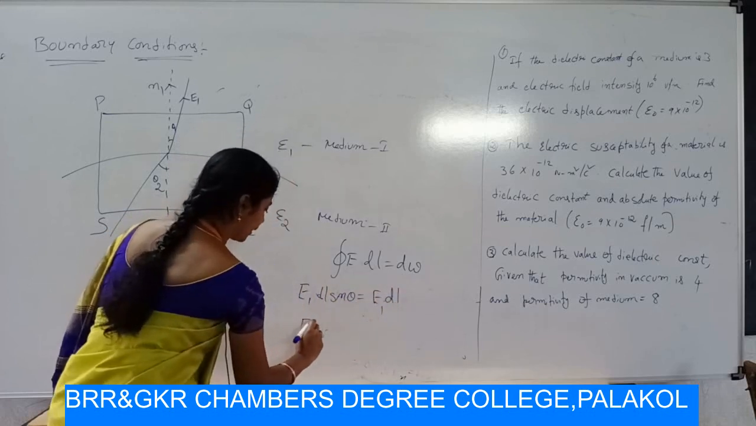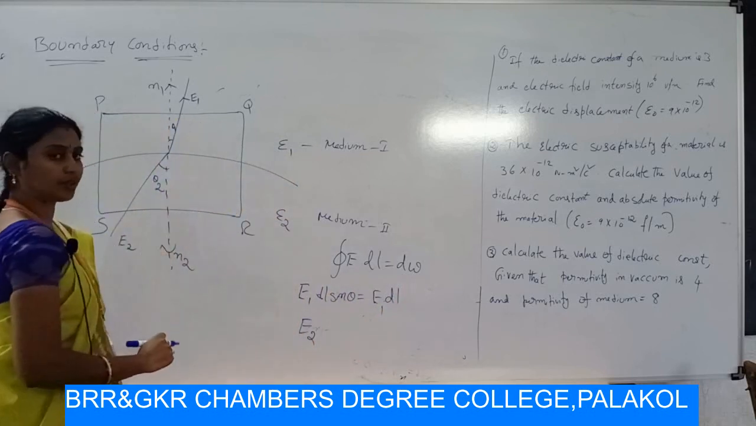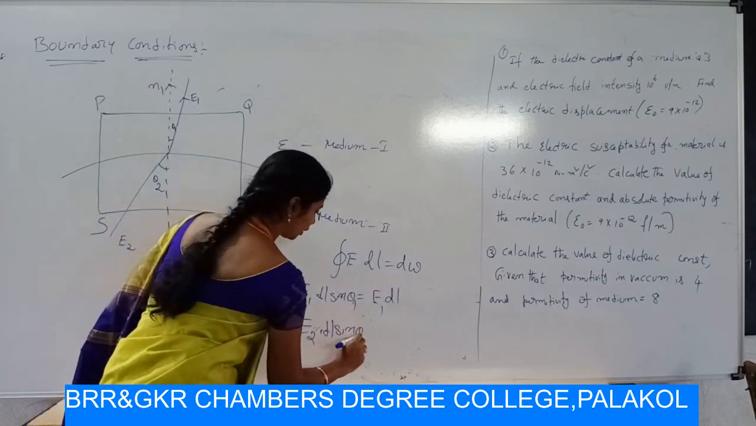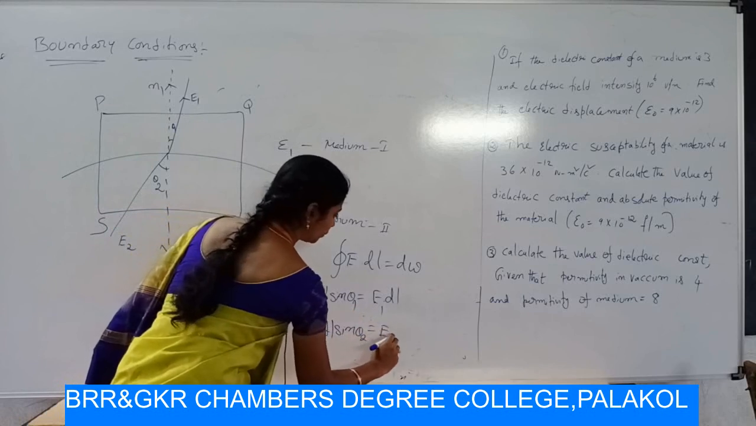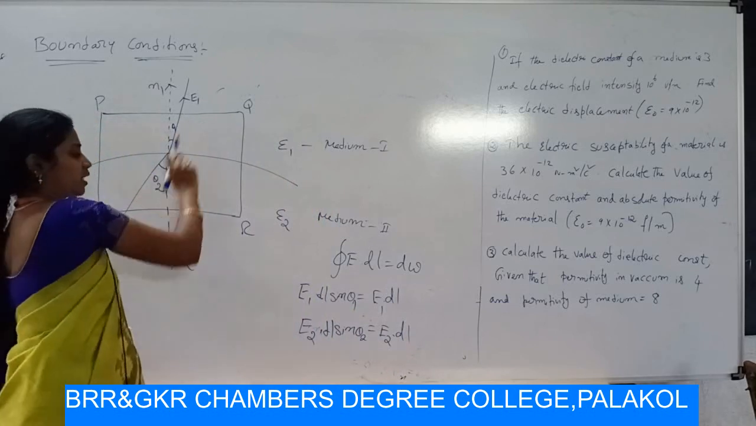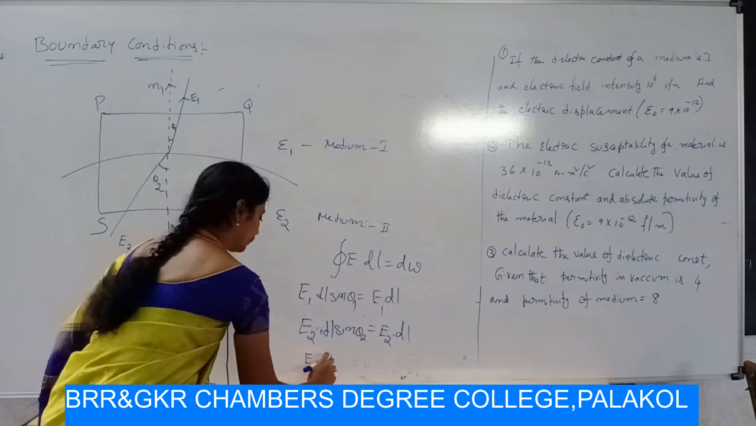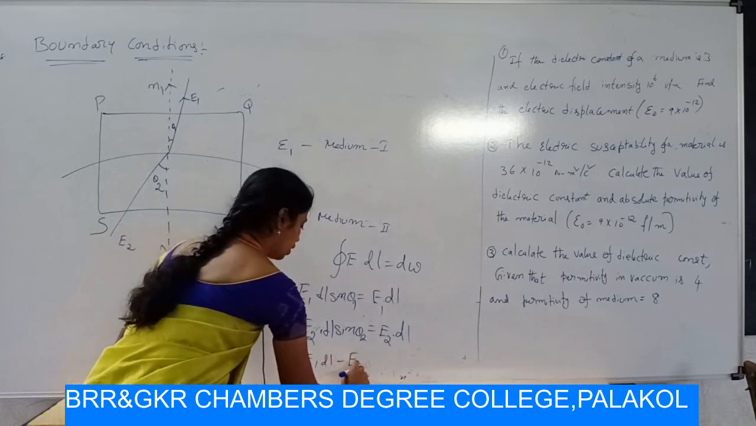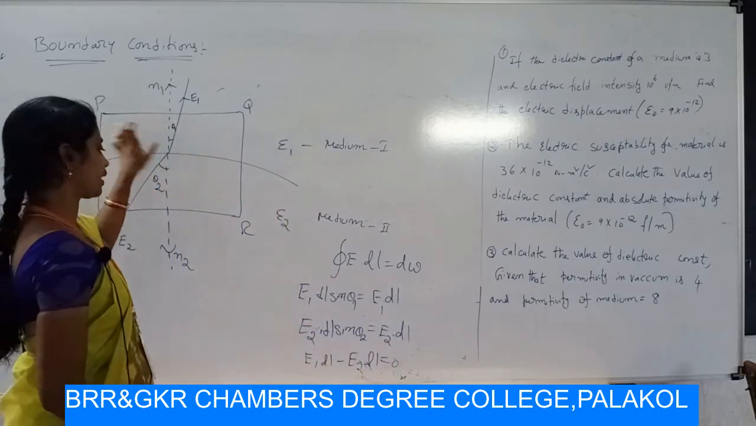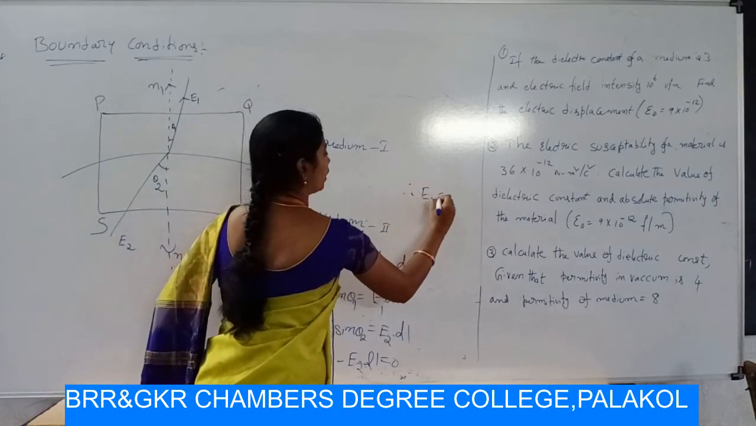For the second medium, we can write the tangential component of electric intensity as E2 dot dl, that is E2 dl sin theta 2. Here the work done must vanish through the longer sides, hence we can write E1 dl minus E2 dl is equivalent to 0, because the work done vanishes for these longer side areas. Therefore E1 is equal to E2.